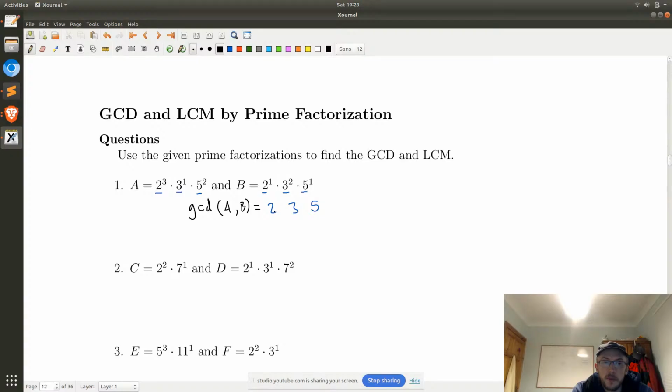So who's got the smallest power of 2? The answer is B. And what is its power of 2? The answer is 1. Who's got the smallest power of 3? The answer is A. And what is its power? The answer is 1. Who's got the smallest power of 5? The answer is B. And what power of 5? The answer is 1. So we multiply these together and we'll get the answer. And the answer is 2 times 3 times 5, which is, of course, 30.